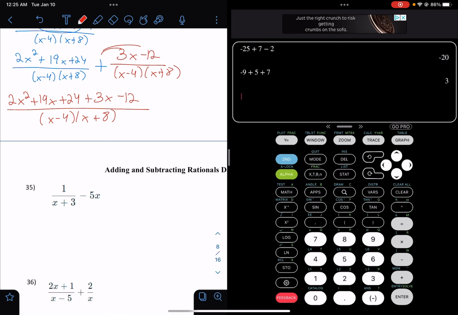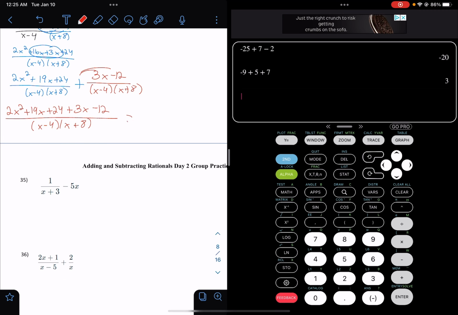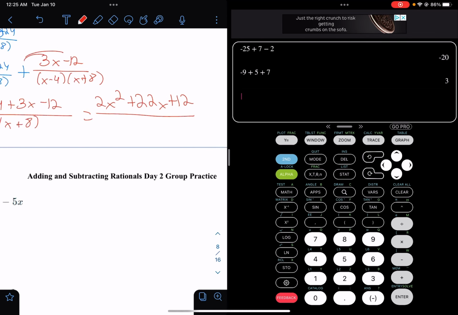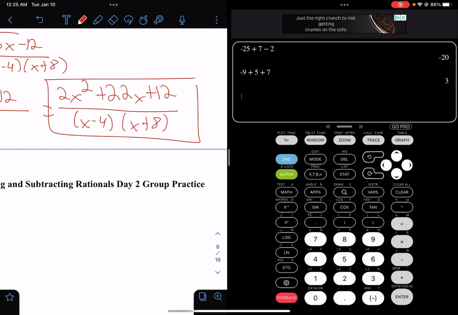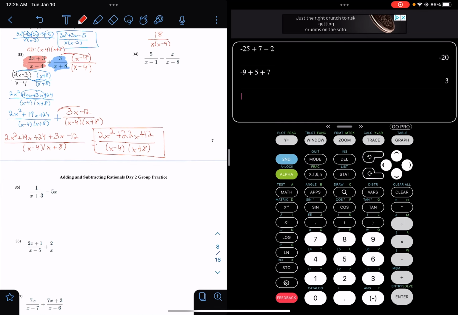All right, so then when we finally simplify this, we get 2x squared, and then 22x, and then 24 minus 12, which is going to be a plus 12, all over our common denominator, x minus 4, x plus 8. Oh my, that was a doozy, right? But we can do it. I have faith in you guys.